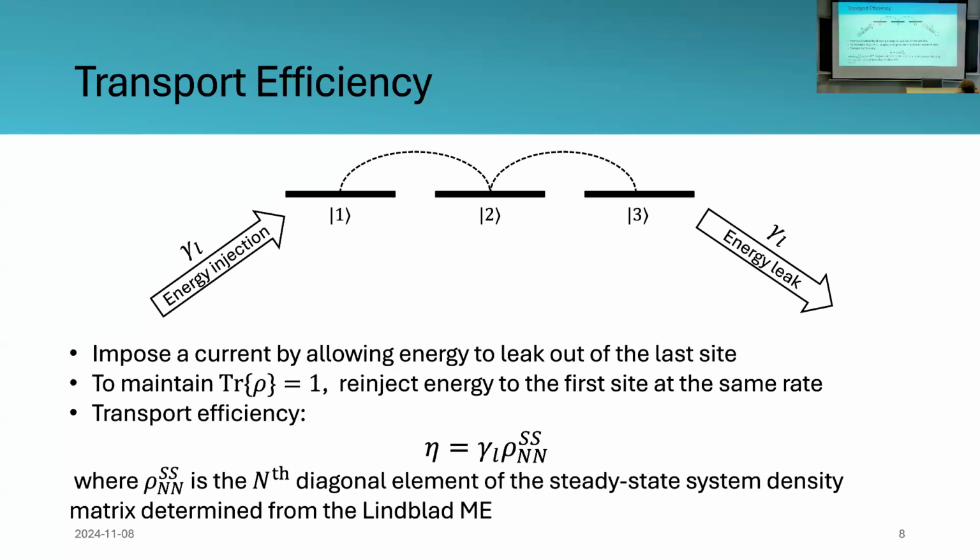So the transport efficiency definition that I'm maximizing is here. Eta, the Greek letter I'm using to denote transport efficiency, is equal to this leakage rate multiplied by the steady state density matrix population of the final site in my system. So it's kind of like calculating the flux through that last site. And I use the Lindblad master equation that we just saw to calculate that steady state density matrix.